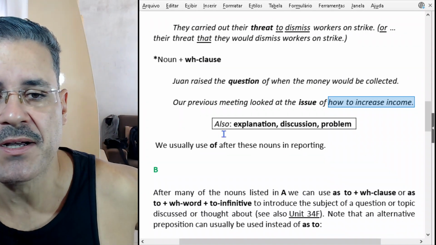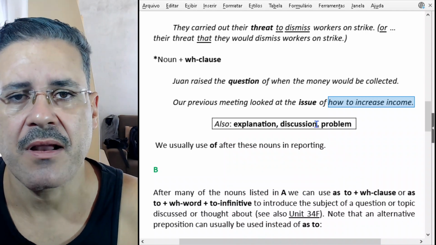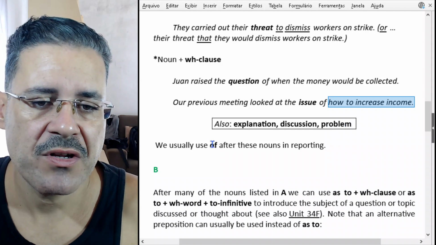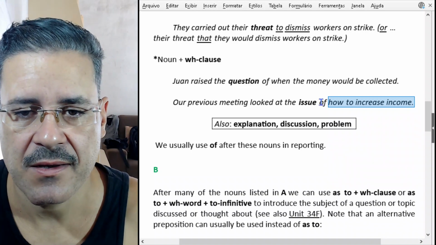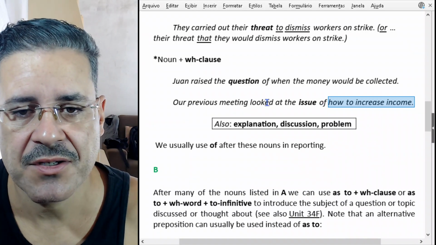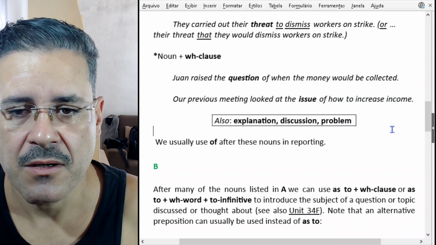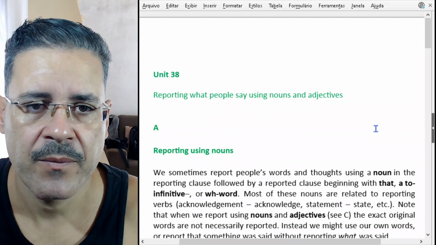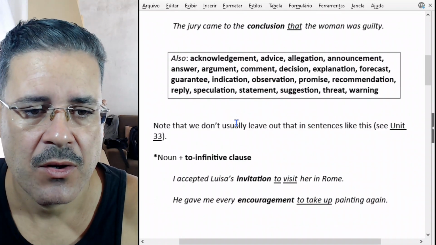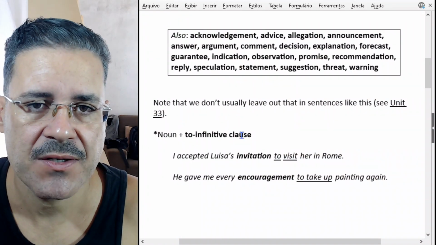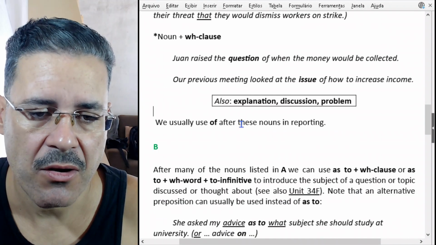We can use that pattern with the nouns explanation, discussion, and problem. We usually use of after these nouns in reporting. In that case here, for example, our previous meeting looked at the issue of how to increase income. So just to make a brief summary, we've got now plus that clause, now plus to infinitive clause, and now plus WH clause.